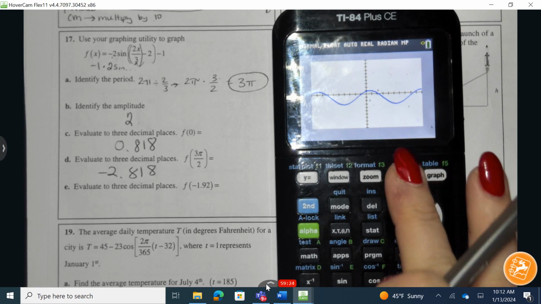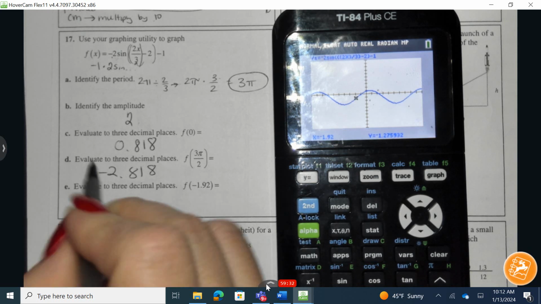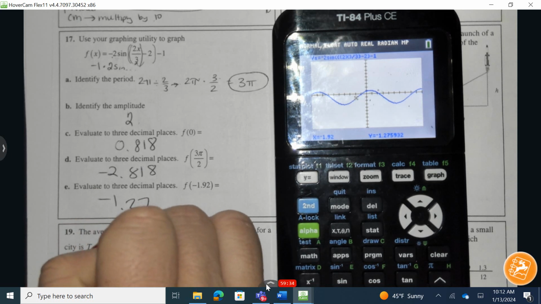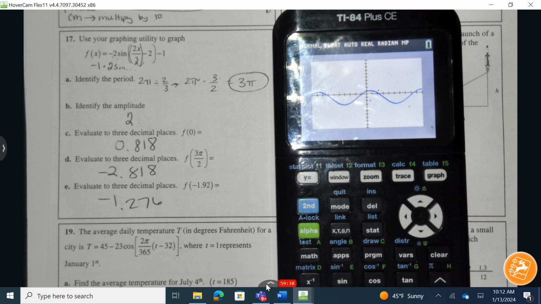Now let's evaluate 3 places at this position. So let's go back here, hit trace, so second trace, and I have 0.92, and we have an answer of -1.276. To not stress you out, remember, you didn't have to adjust this, we could get the exact same answers by just using the trace feature.